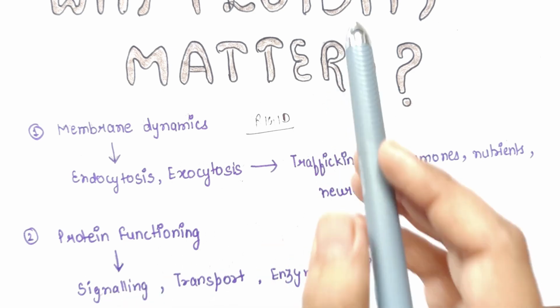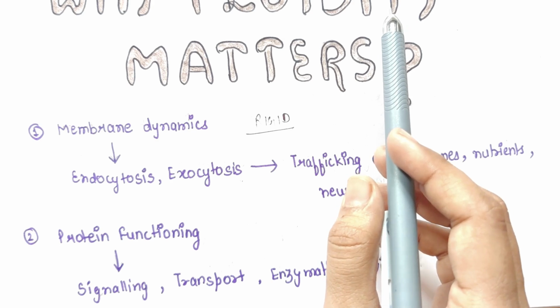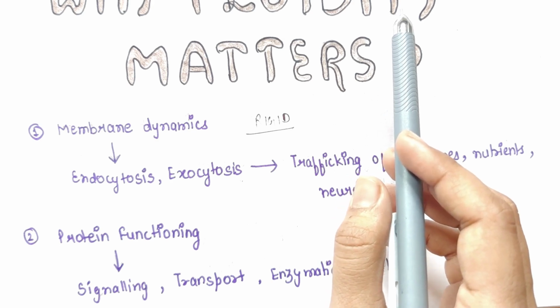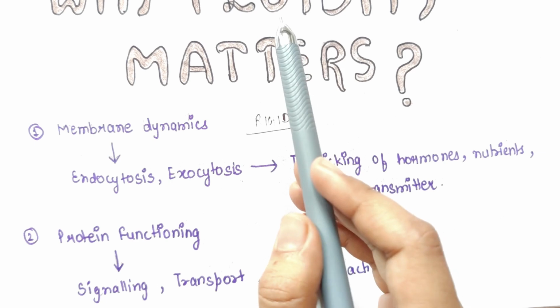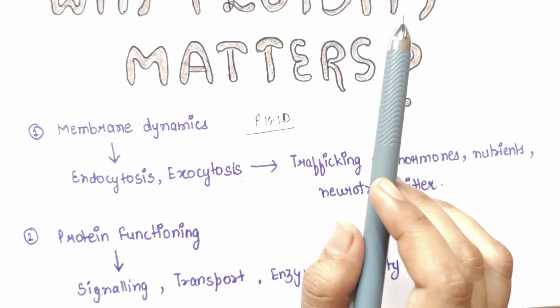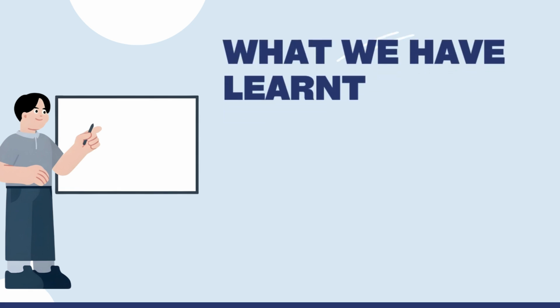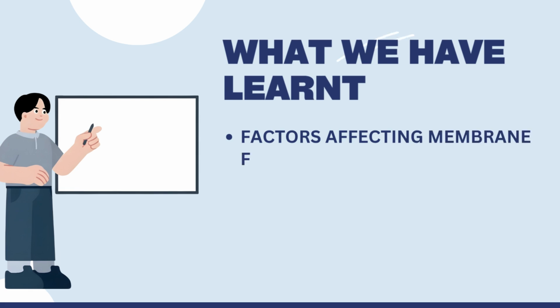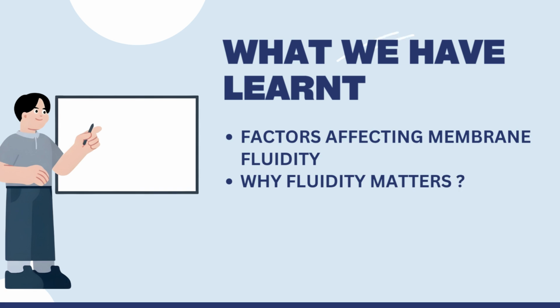So thereby fluidity is a very important property of the cell membrane, which has to be maintained in a balanced state for proper cellular functioning. So, this was all about today's lecture, where we learned about different factors affecting membrane's fluidity and why this fluidity is such an important property of the cell membrane.